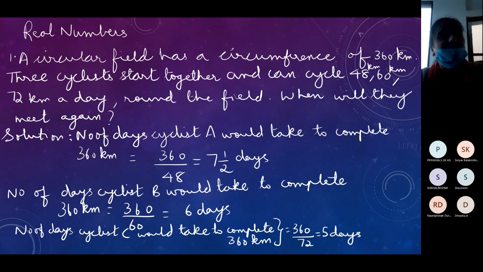The thing is, in 7.5 days, the first cyclist covers 360 kilometers. In 6 days, the second cyclist covers 360 kilometers. And in 5 days, the third cyclist covers 360 kilometers. They go on like that. So when will they meet? When will they again meet at the point where they started? More than 7.5. So you're supposed to find the LCM of these three numbers.